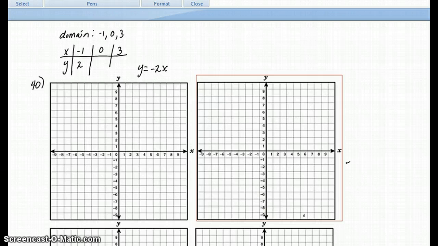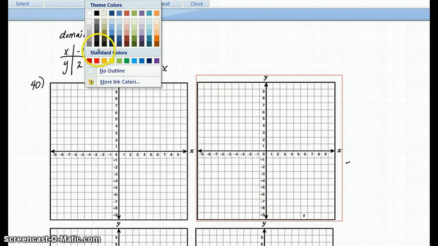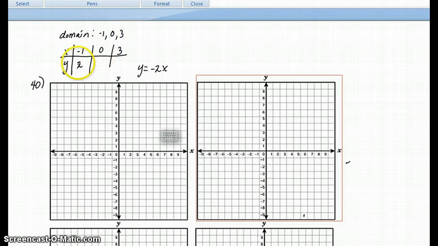Let's change this color back to red and go over this +2. Okay, so we have -1 and +2 plotted on the graph. Then we go to 0, substituting 0 for the x value. -2 times 0 is 0, so your y value is 0. Easy to plot that: (0, 0), it's at the origin. And then finally you have 3, substituting in the 3 for the x value gives you -6. And so we have (3, -6).